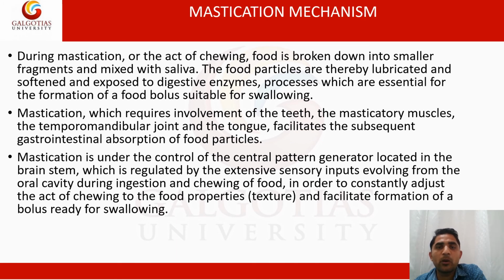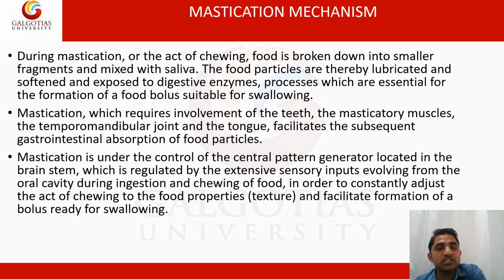In the last part, we discuss the mechanism of mastication in brief. During mastication, the act of chewing, food is broken down into small fragments and mixed with saliva. The food particles are thereby lubricated, softened, and exposed to digestive enzymes, which are essential for the formation of the food bolus suitable for swallowing. The bolus then goes on to the next process of digestion, which is swallowing. Mastication requires the involvement of the teeth, the masticatory muscles, which are the strongest muscles of the body, the temporomandibular joint (TMJ), and the tongue, and facilitates the subsequent gastrointestinal absorption of food particles.